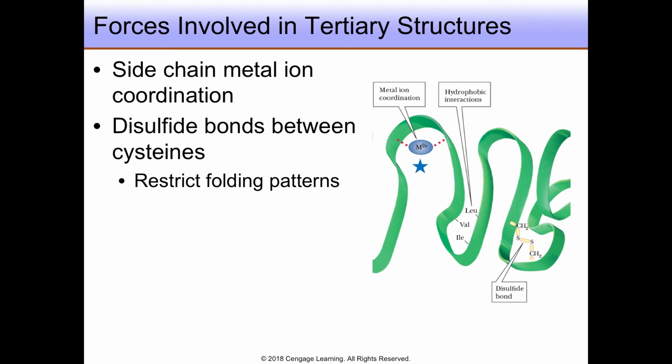As we've seen in another lesson, disulfide bonds between cysteine residues are strong covalent bonds that can restrict the folding patterns of proteins. The primary lesson here is that the final conformation of a protein is the result of the interplay of all the stabilizing forces.